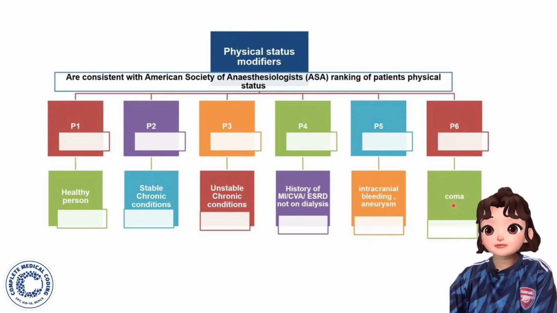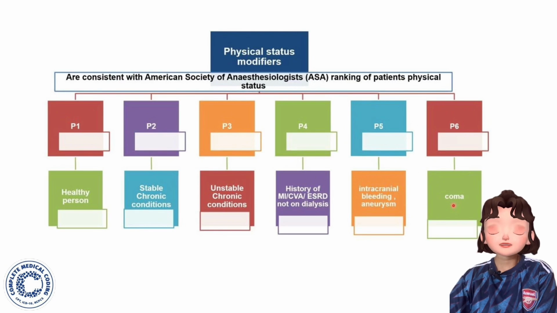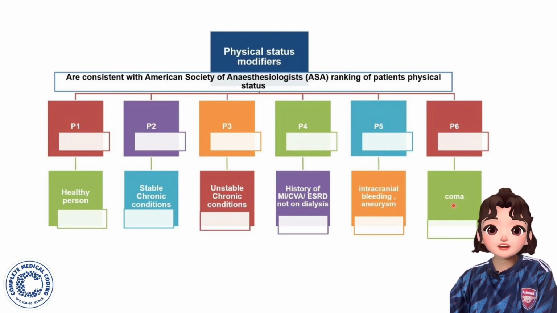Now, P5: intracranial bleeding, aneurysm, internal bleeding. P6 is a coma or brain dead patient. You will mark it with modifier P6. So read the question carefully. When coding anesthesia, read the questions very carefully, then append the appropriate modifier. Apart from this, there are HCPCS modifiers as well.